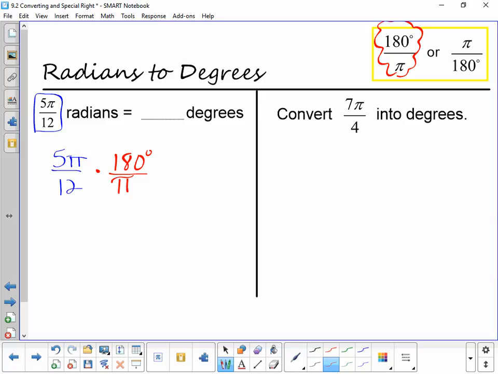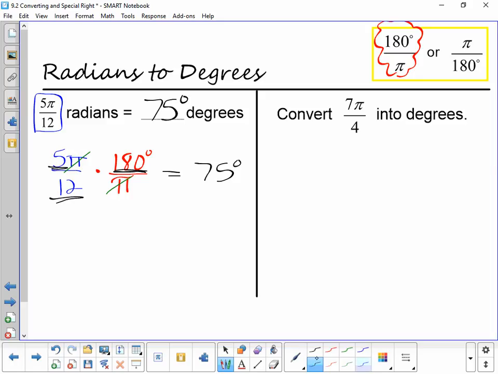Typically, the way I remember which conversion factor to use is that the measurement I want, in this case degrees, is the one that is in the numerator. If I multiply that, you might notice that the pi's cancel. What we're left with is 5 multiplied by 180 and divided by 12. We can calculate that in our calculator. 5 times 180 divided by 12 is 75. So 5 pi over 12 radians is the same as 75 degrees.